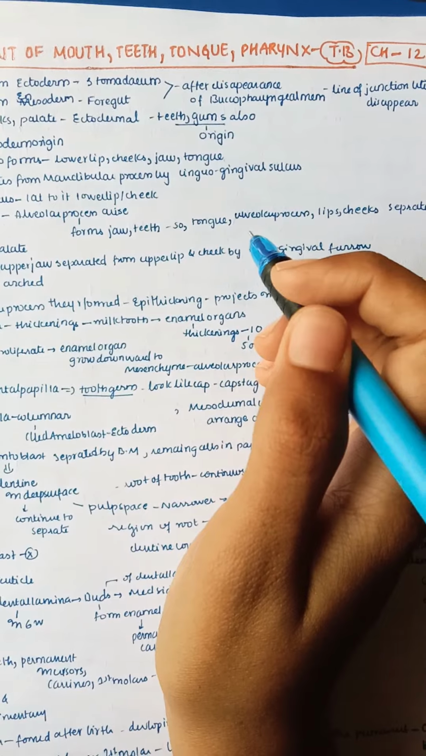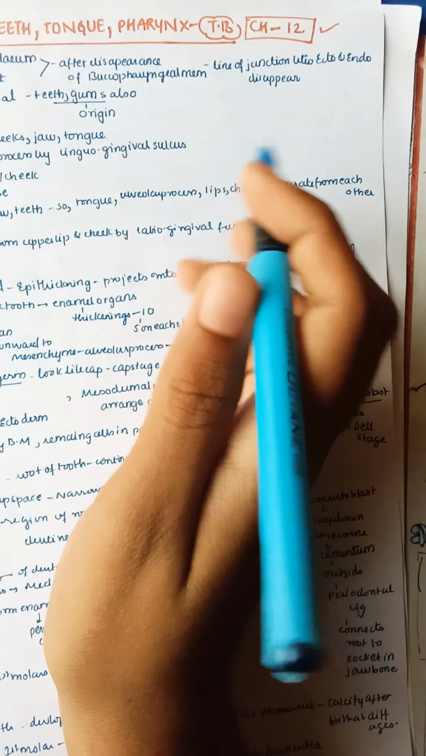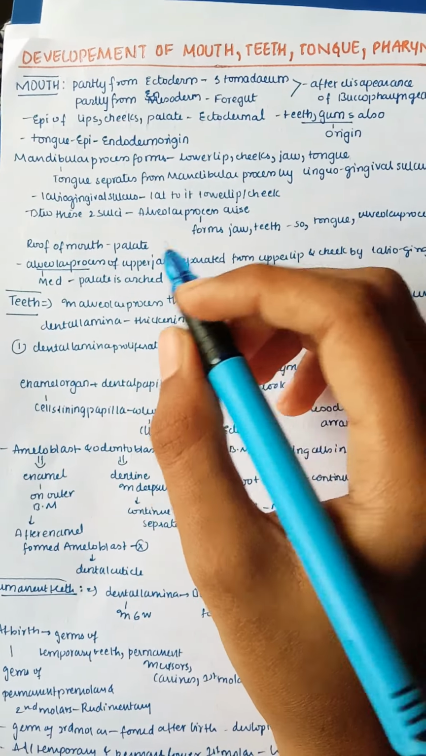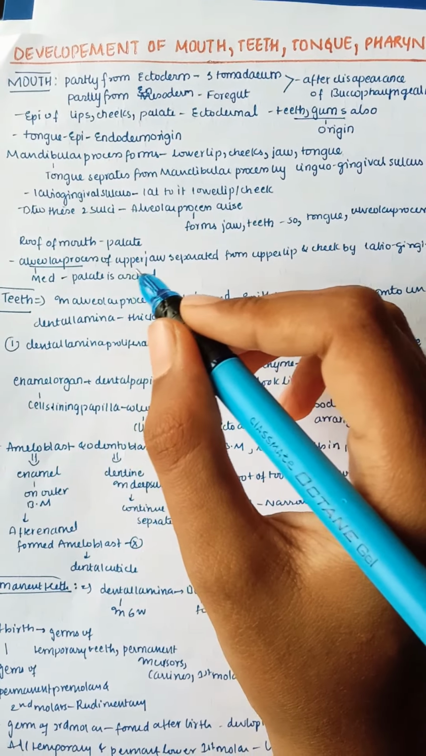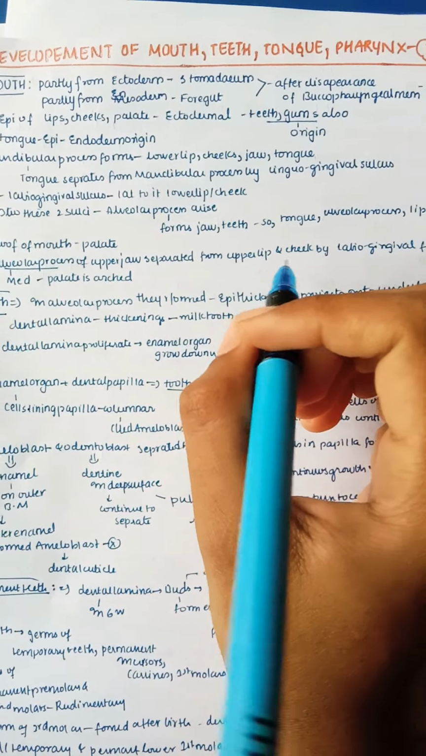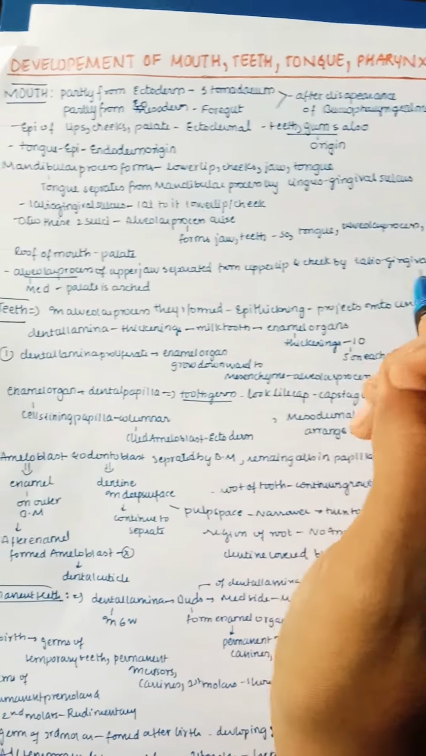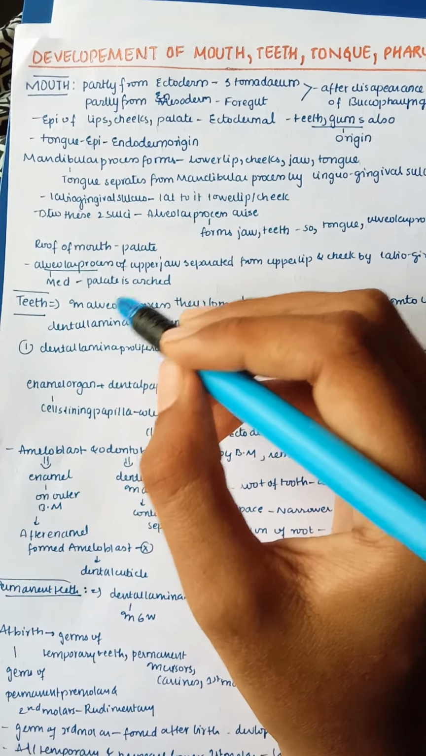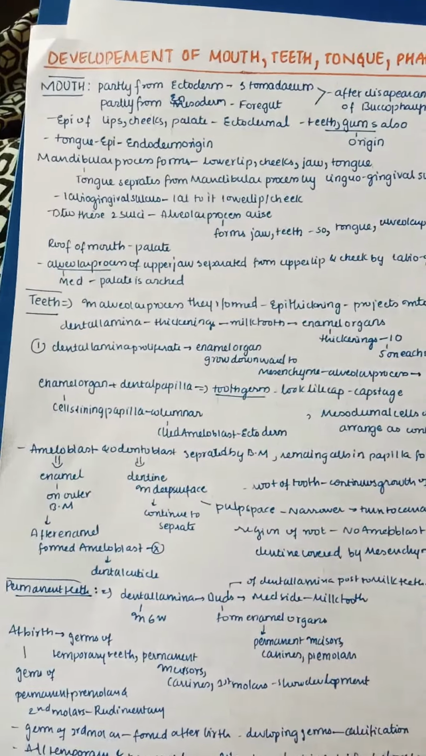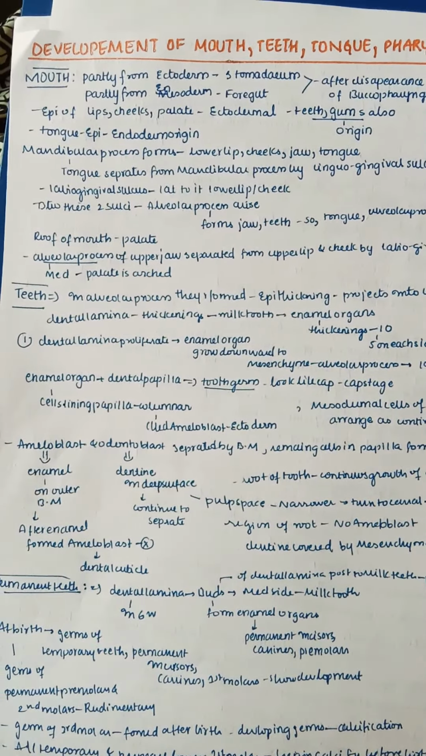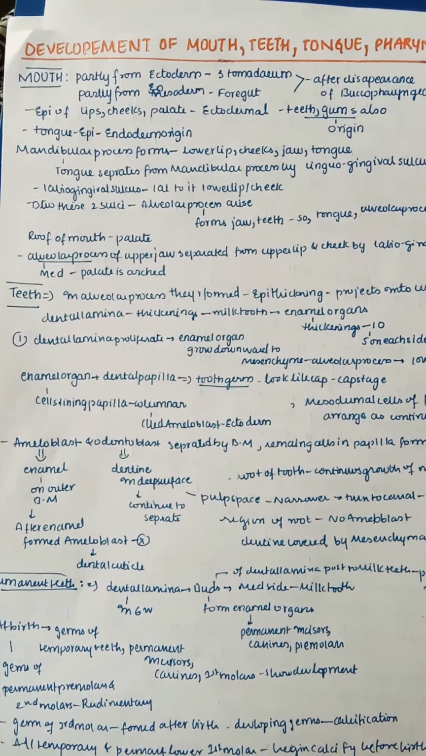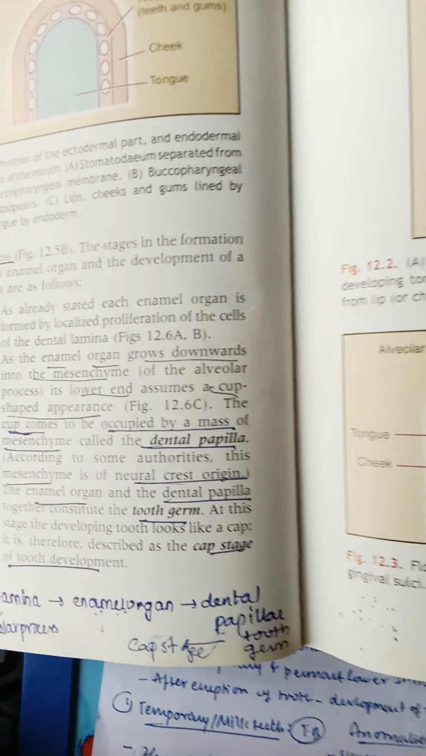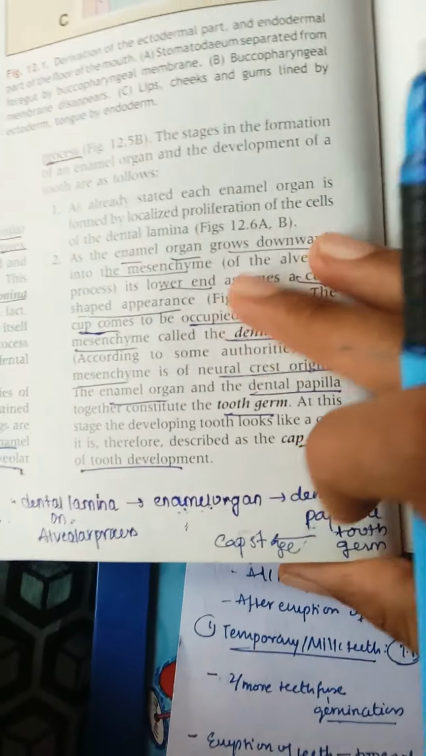So the tongue, alveolar process, lips and cheek are separated from each other by these processes. The roof of the mouth has the palate. The alveolar process of the upper jaw is separated from the upper lip and cheek mainly by the labiogingival furrow, and medial to the alveolar process we have the palate, which is arched over it. So this is all about the mouth theory. We also checked the diagram. Now let us go to the teeth diagrams, and next we will see the theory part. Teeth development has the cap stage and the bell stage. So what is there in the cap stage? Let us check it out.